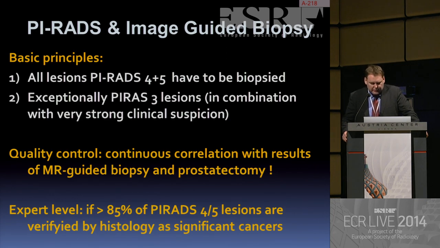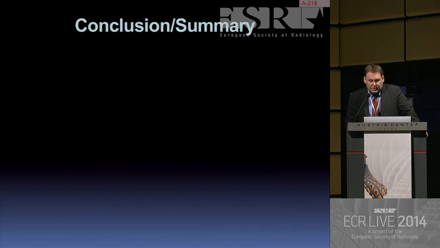In this regard, it's very important to say that quality control, if you are using multiparametric MRI, should be correlated with results of MR-guided biopsy or prostatectomy or both. Normally, we just started with the PI-RADS classification 1.5 years ago. If you have over 85% correlation of PI-RADS 5 lesions versus prostatectomy or results of MR-guided biopsy, this is a good start.